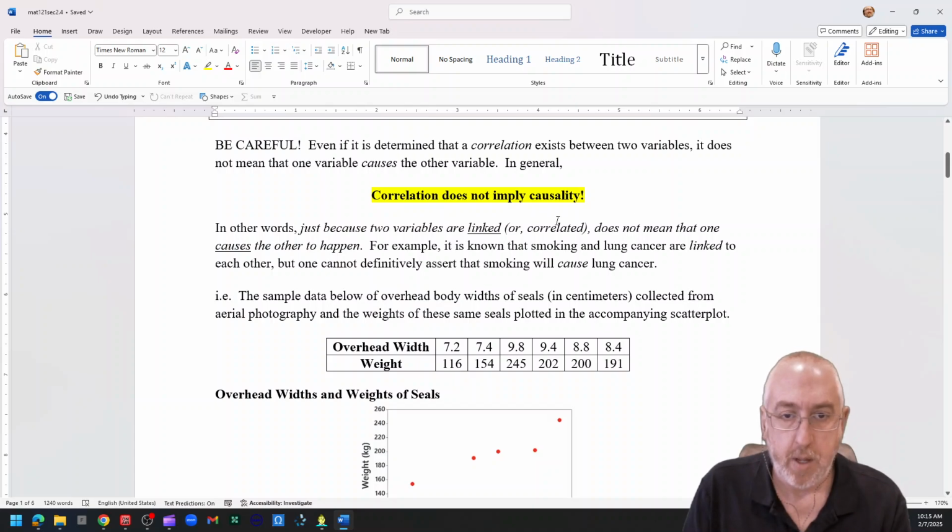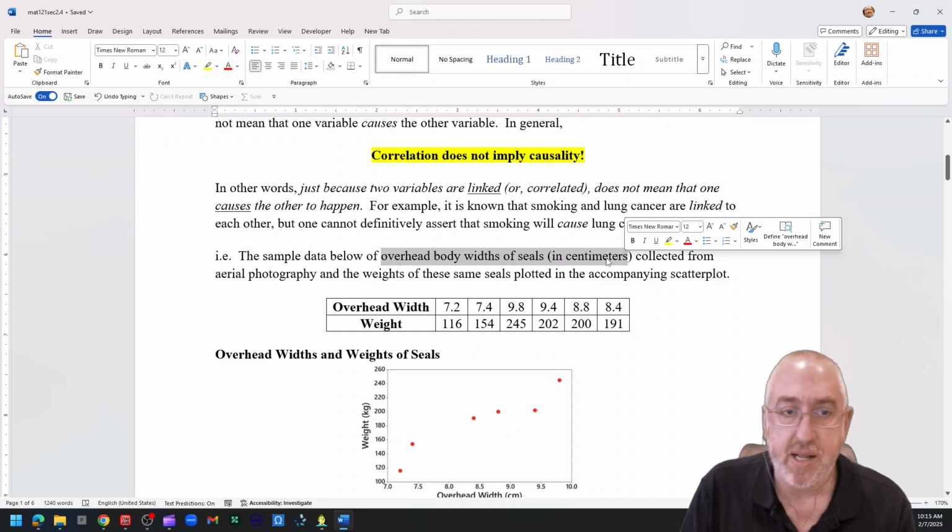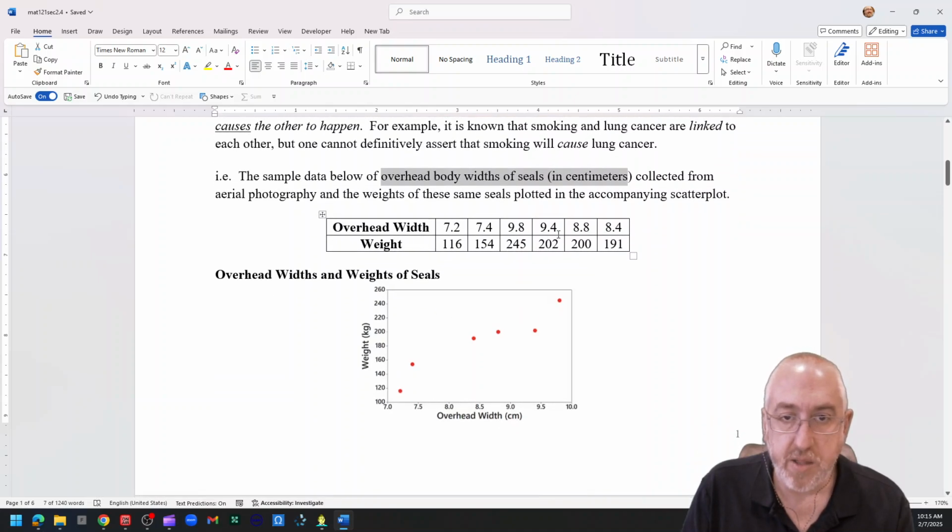Very important. All right, so let's take a look at an example. This first example is looking at overhead body widths of seals in centimeters collected from aerial photography, and the weights of these same seals plotted in the accompanying scatter plot. You can see those numbers there and their corresponding weights, and they're all plotted in this scatter plot.